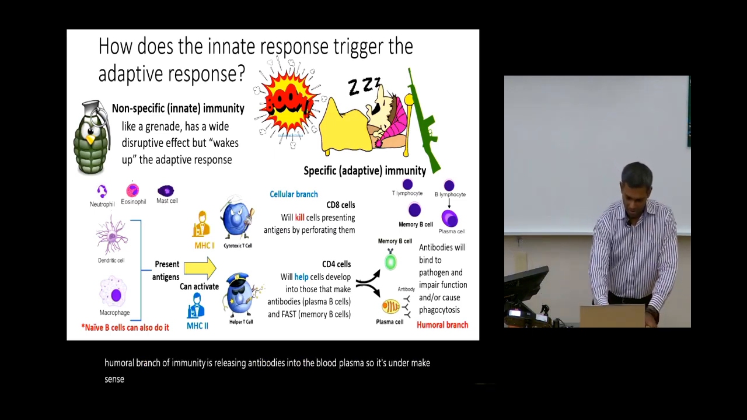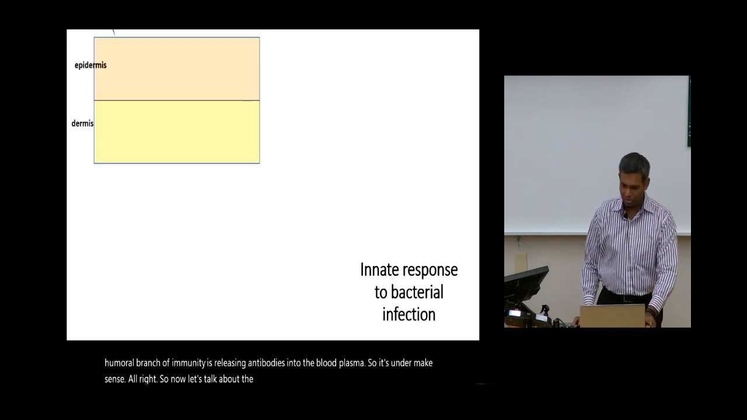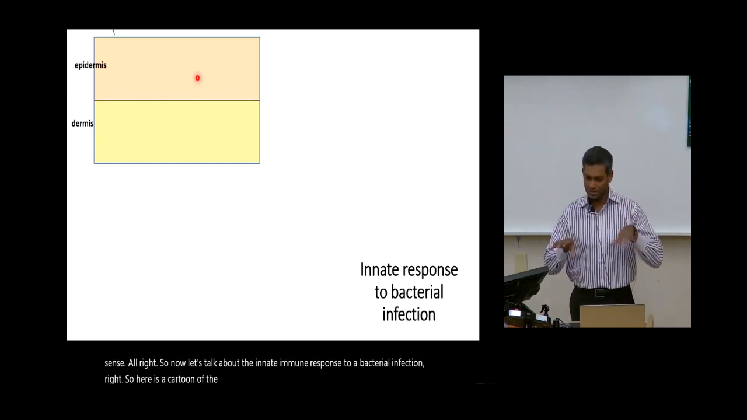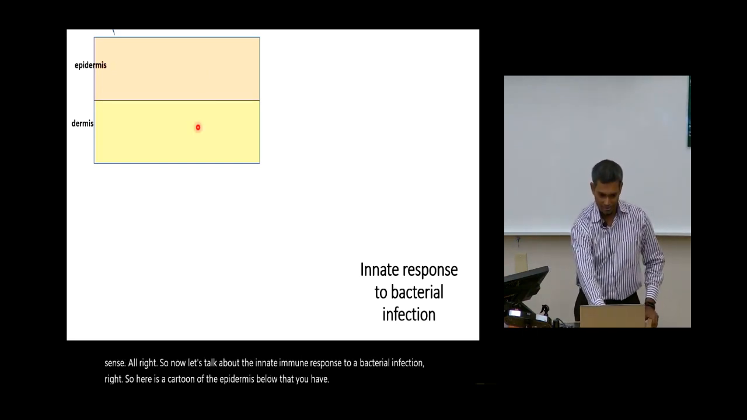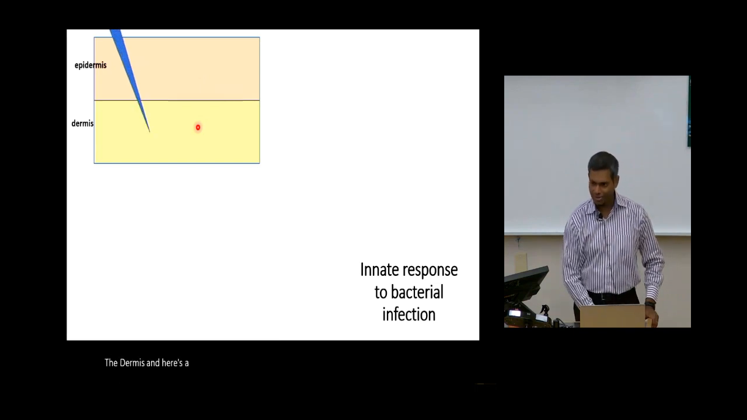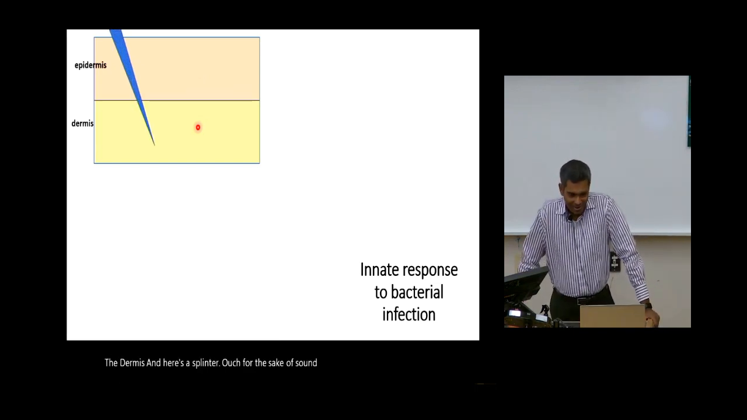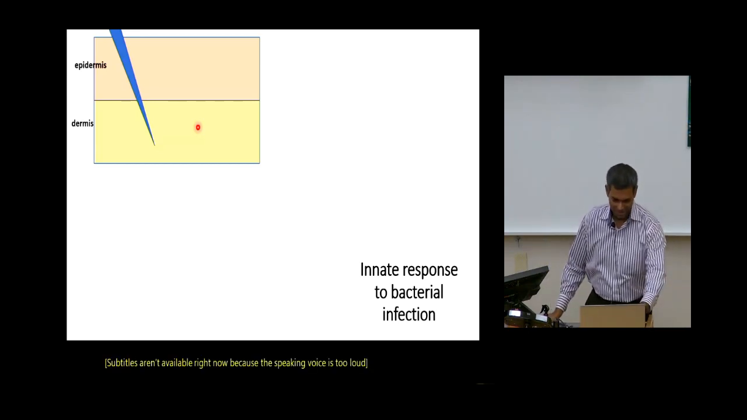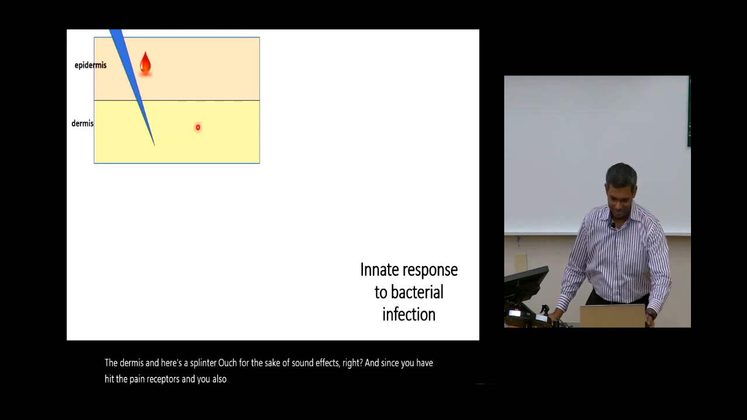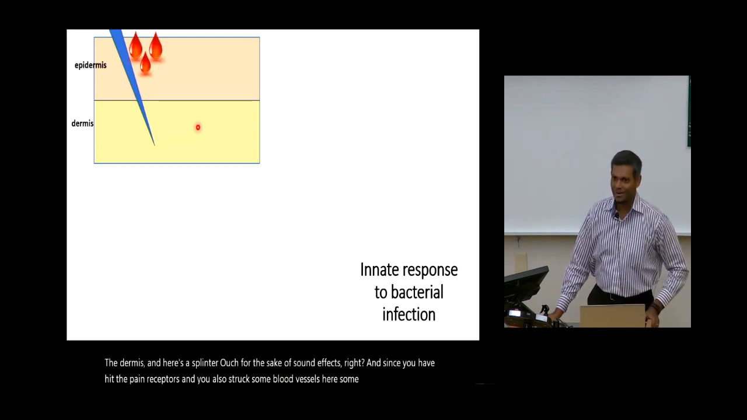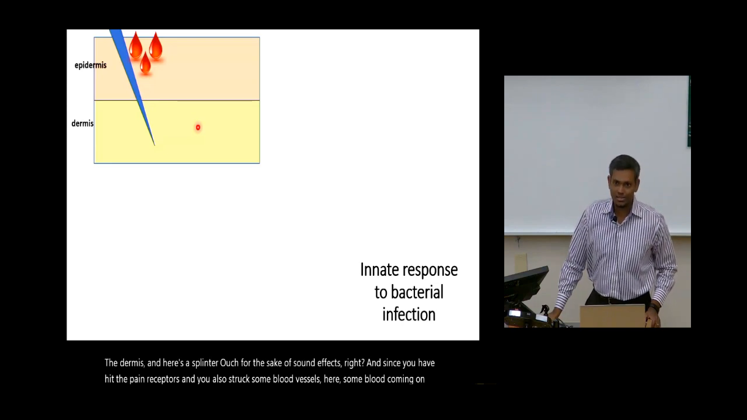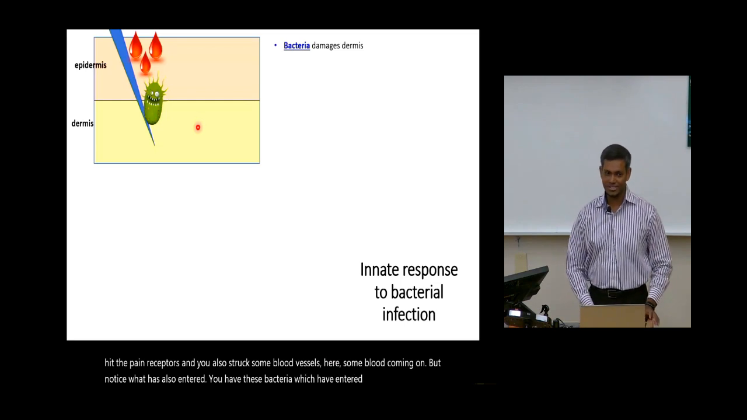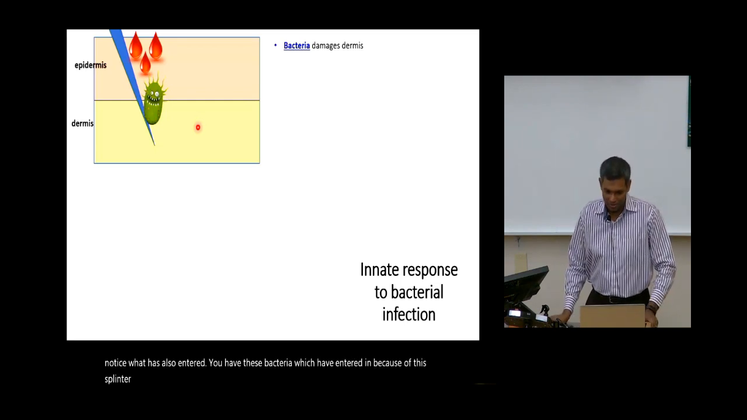All right. So now let's talk about the innate immune response to a bacterial infection. Right, so here's a cartoon of the epidermis. Below that you have the dermis, and here's a splinter. Ouch! For the sake of sound effects, right? And since you have hit the pain receptors and you've also struck some blood vessels, here's some blood coming out. But notice what has also entered in. You have these bacteria which have entered because of this splinter piercing down to the dermis.